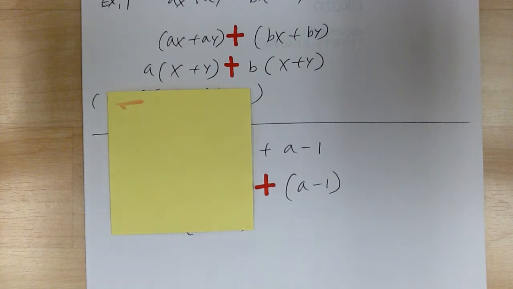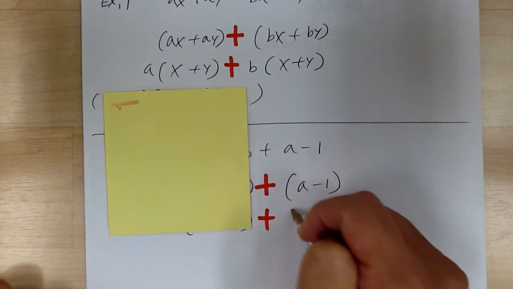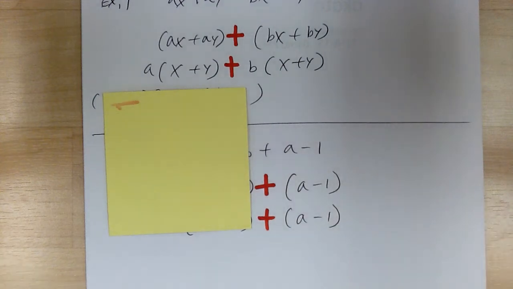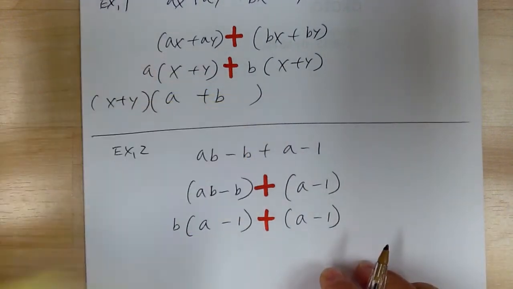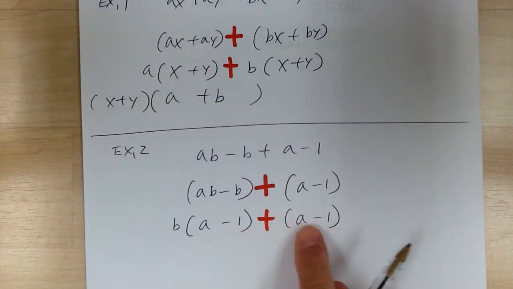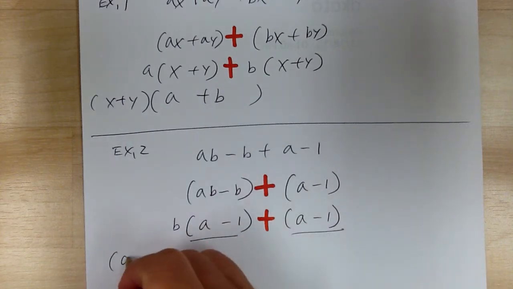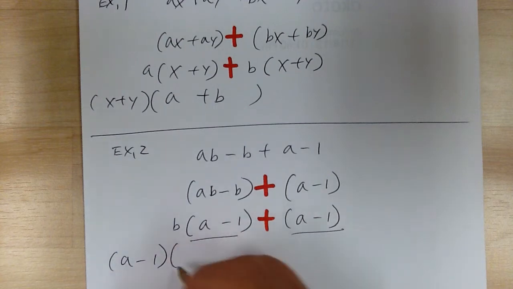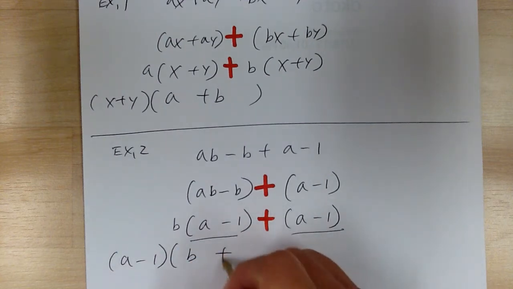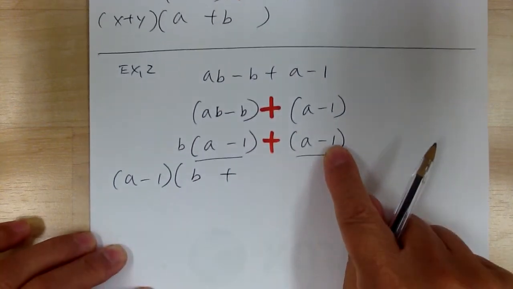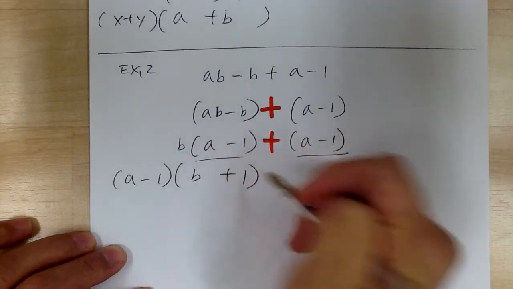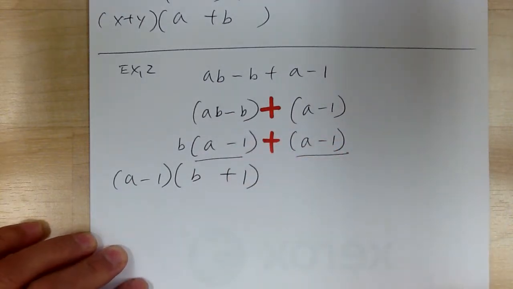Now let's do this half. This one, you cannot do anything about, so just leave it alone. Now you can bring both together. You have A minus 1, A minus 1, so you can factor this out. And the leftover would be B plus, remember when you factor everything out, it's 1. And so that's it. Let's go to example 3.